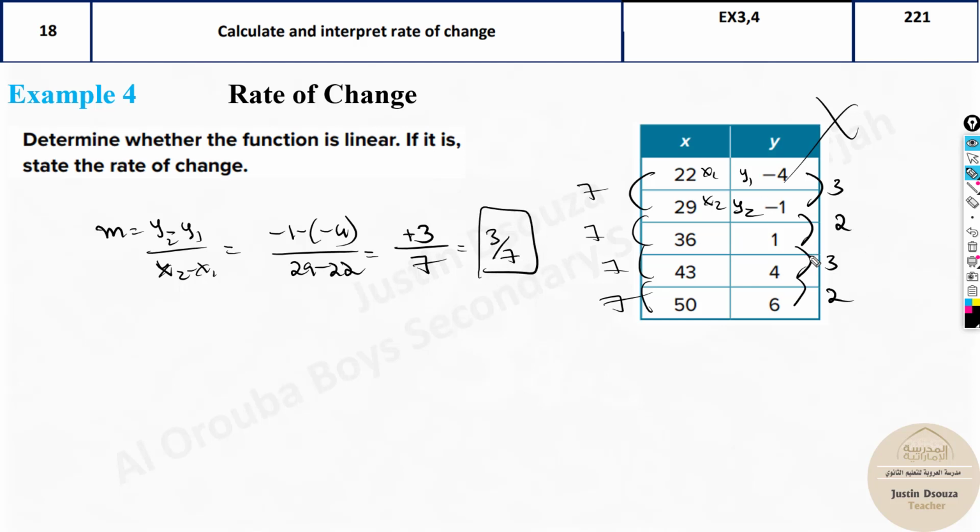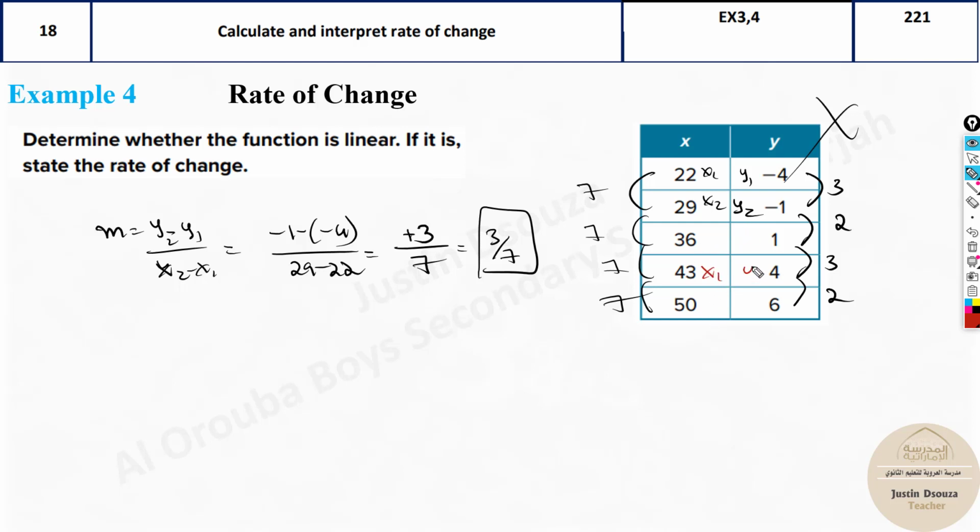Now let's do other 2 points. Let me just take another 2 points and let's check. Let me do this and this, okay? Because if I do this and this, I'm going to get the same slope because I know there's 3 and 7, 3 and 7. Or we can do the last 2 points or this 2 points. I'll do the last 2.